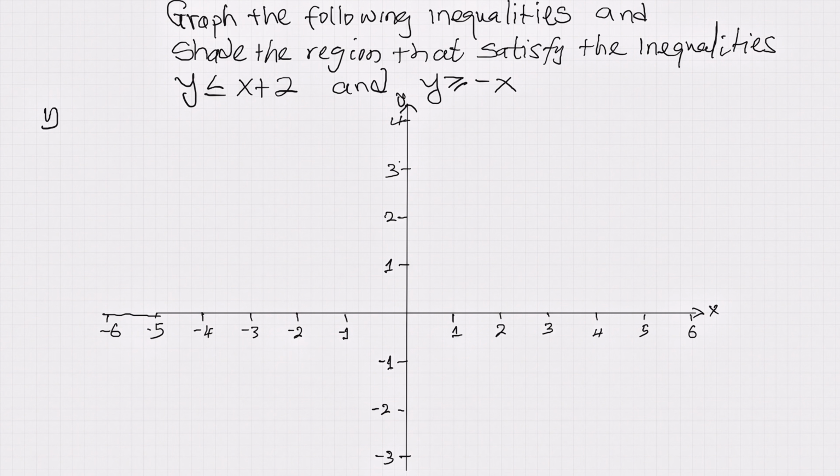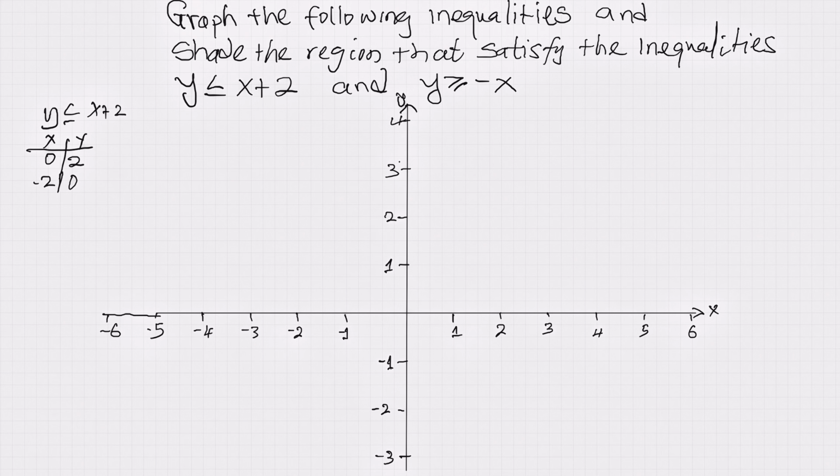We have y less than or equal to x plus 2. So let's see. I would like to get some coordinates so that I can use them to plot on the graph. When x is 0, y will be 2. When y is 0, x will be negative 2. So those are our two coordinates.